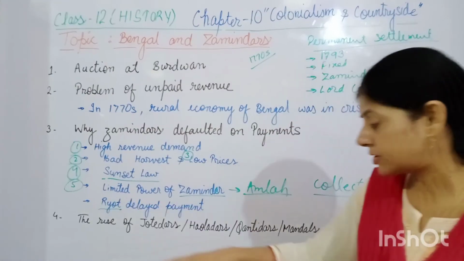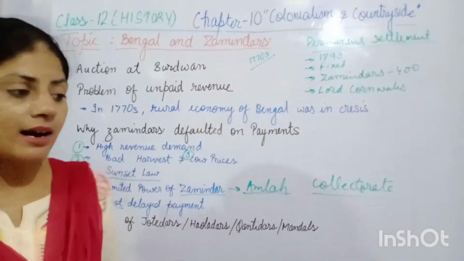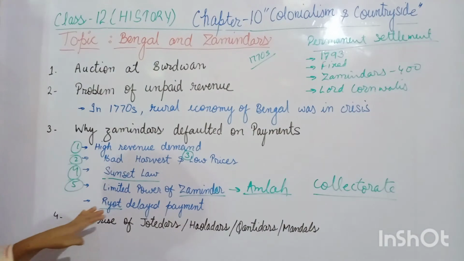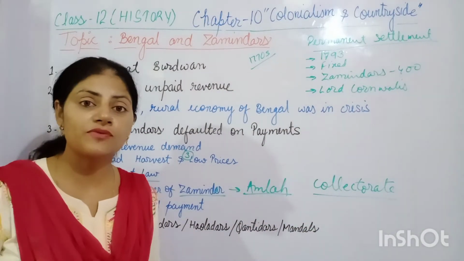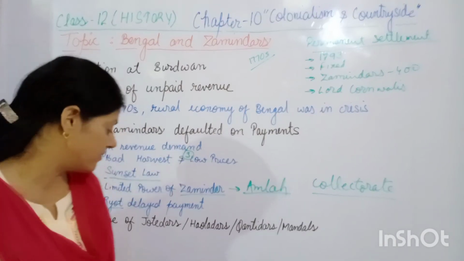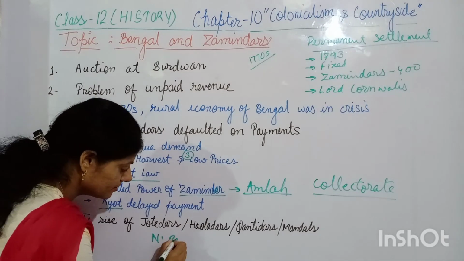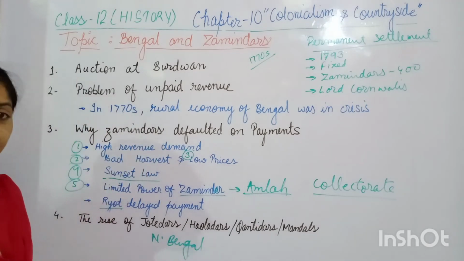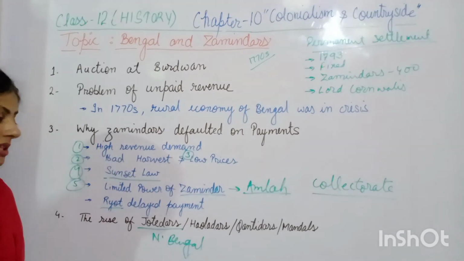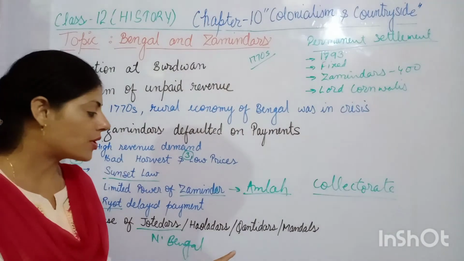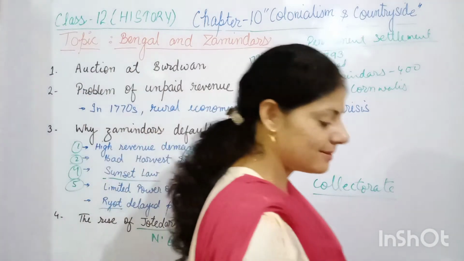Now beta, who were these ryots who delayed the payment? They were mainly the big ryots, the cultivators who had a large portion of the land in the village, who were very influential. They were in the region of North Bengal. In North Bengal, they were popularly known by the names Jotedar, Hawladar, Kantidar or Mandal. They were known by various names.